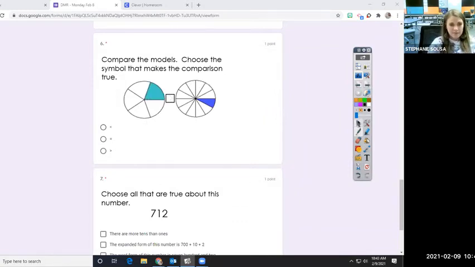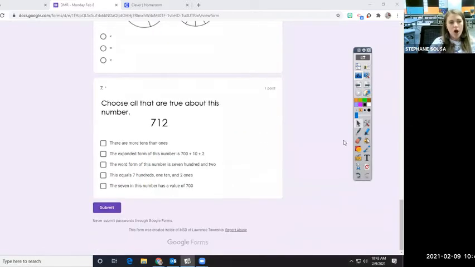Next up, choose all that are true about this number. See that word all? It wasn't underlined for you, so I wanted to make sure that you saw it because it's a big word. It's only 3 letters, but it means big things. Okay, here we go. All right.